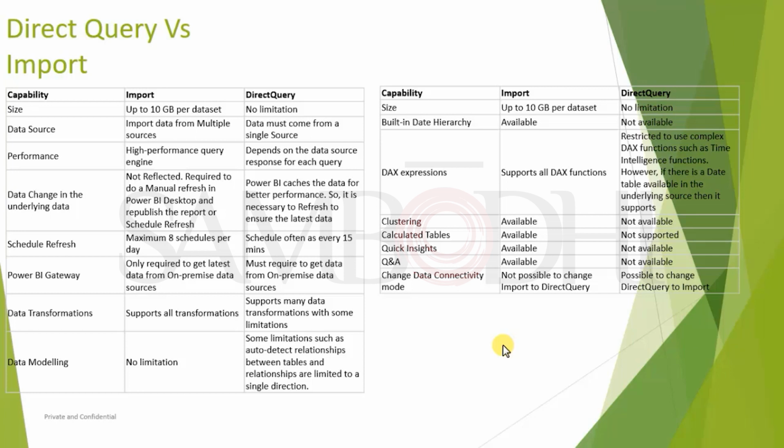The Power BI gateway is only required in import to get the latest data from an on-premise data source, and for direct query it must be required to get data from an on-premise data source. So if you have an on-premise data source, only then do you need this Power BI gateway. The gateway, as I said, is a tool which helps you connect your Power BI cloud with your database. Please remember, we will have a demo of the gateway coming up soon.